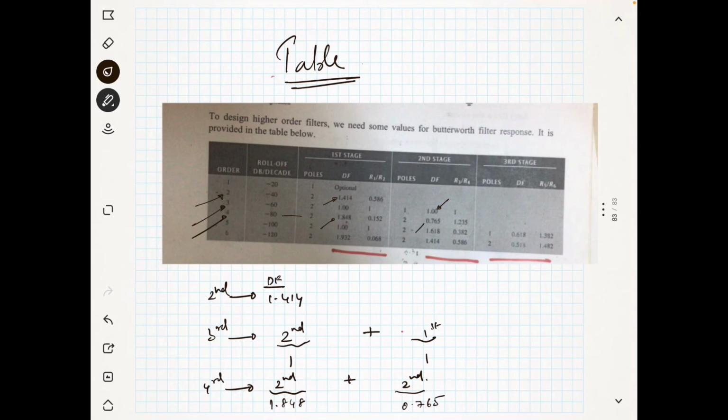So you can see the damping factor. And you know that the damping factor is equal to 2 minus R1 by R2. So basically you have to find the values of R1 and R2. That's why you are using this damping factor, to find R1 and R2. Instead of using the damping factor, you can directly use the ratio of R1 and R2 also. That is also given here. So if a table is given, you can easily calculate all these things. We will see a problem, then it will be very clear to you.